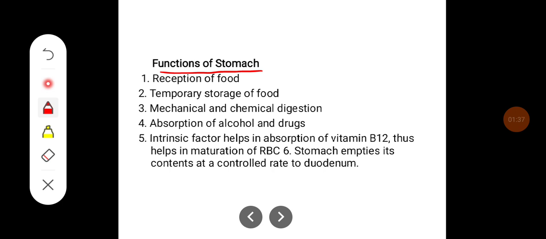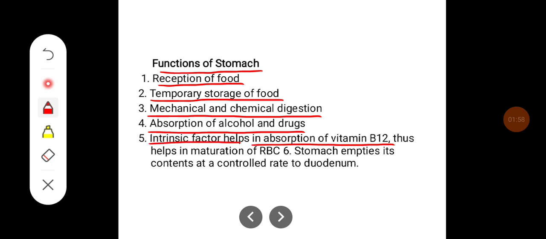The different functions of stomach: it mainly acts as a receptor for the food, and it also acts as a temporary storage of the food. It is important for mechanical and chemical digestion of the food, and it also helps in absorption of alcohol, some drugs as well. The intrinsic factor helps in the absorption of vitamin B12, thus helps in the maturation of RBC. And also stomach empties its content at a controlled rate to the duodenum.